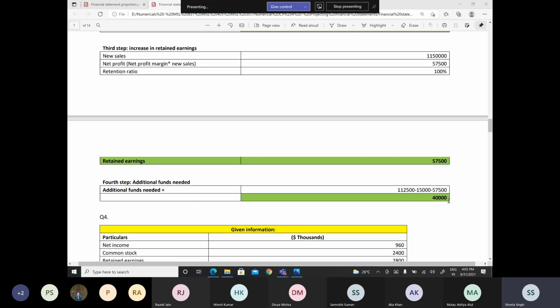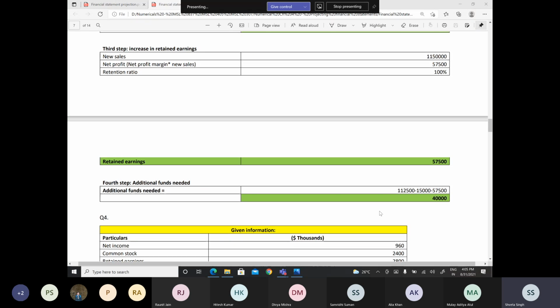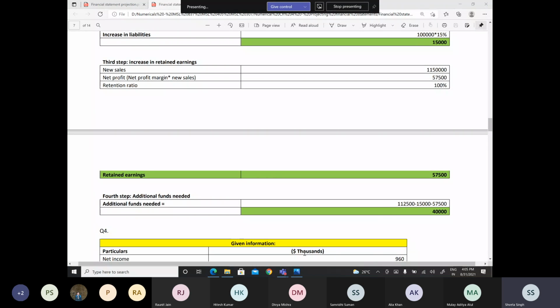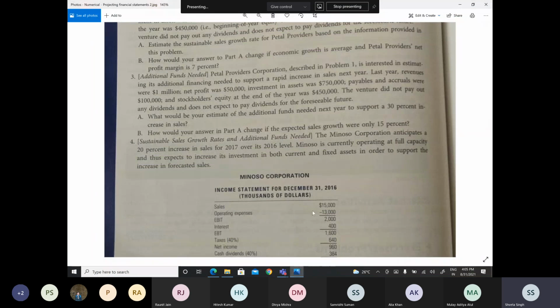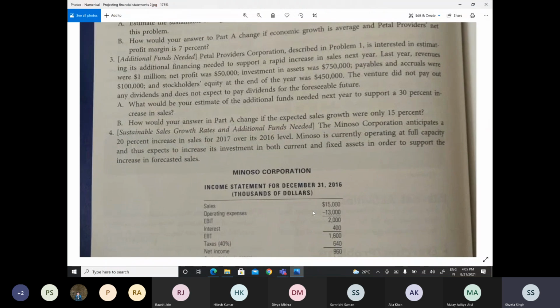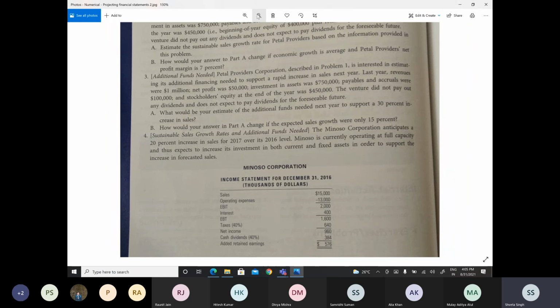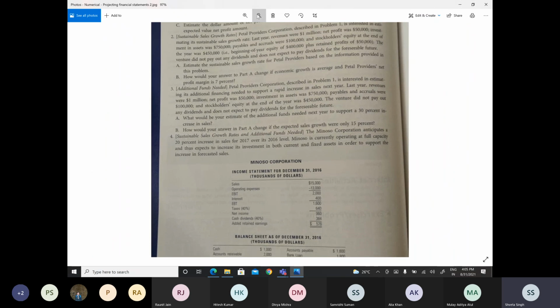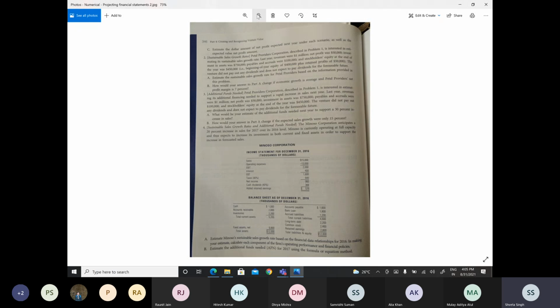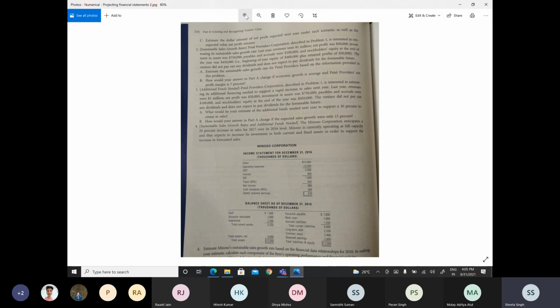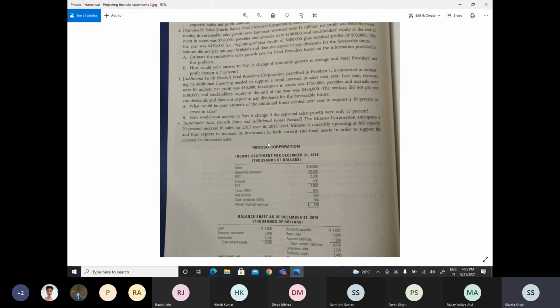Okay, so you have all of this material. Now try and solve question number 4. Let me read it out to you. Try and solve it. It has both these components: both sustainable sales growth rates as well as the additional funds needed. I am expanding this. You can download it onto your own systems as well.